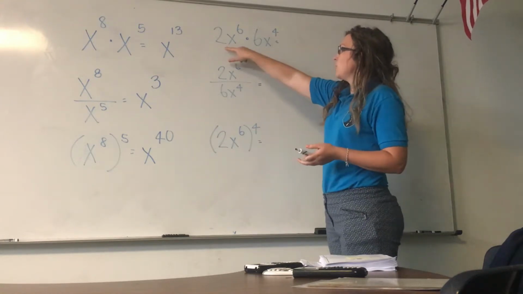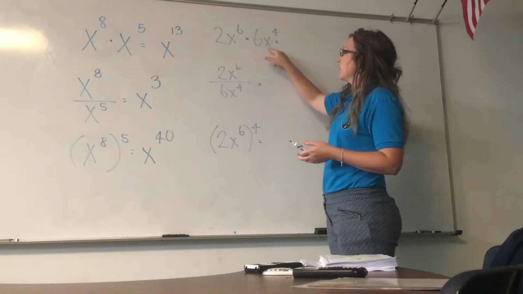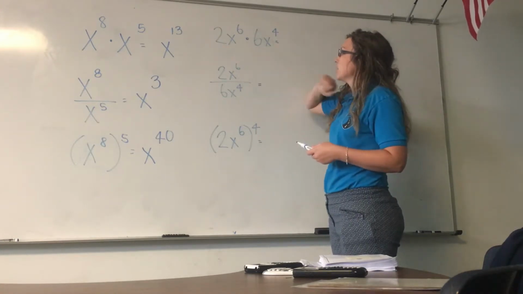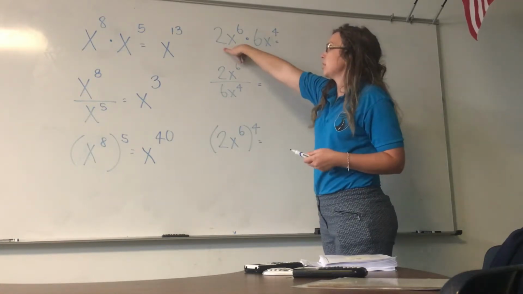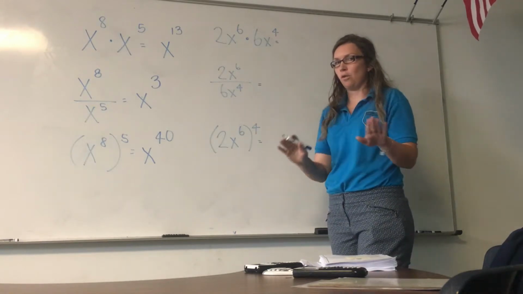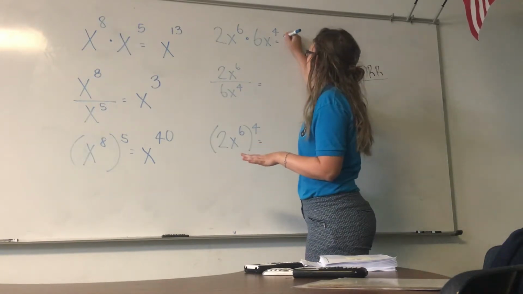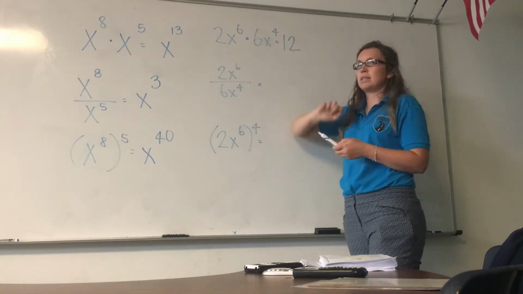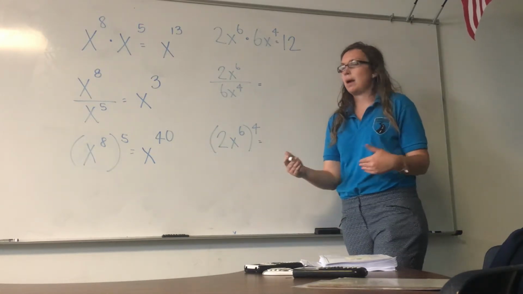So here I see 2x to the 6th times 6x to the 4th. We're actually multiplying all of this. So I can multiply the numbers together. 2 times 6, they're normal numbers. So 2 times 6 is 12. However, when I multiply the numbers with exponents, that's when the exponent rule happens.